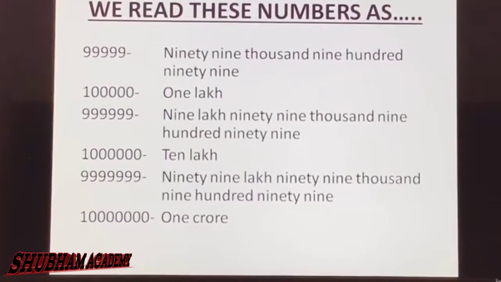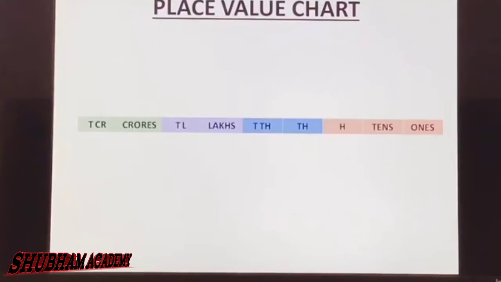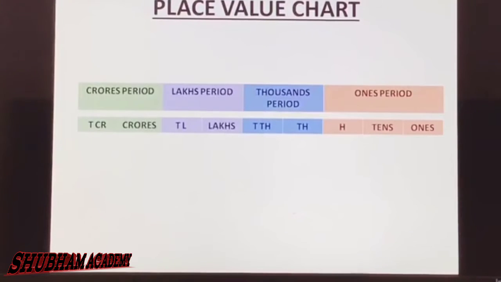Now this will be more clear when you understand the place value chart of it. You're familiar with the place value chart. We have ones, tens, 100 in the units or ones period, and then we have 1,000 and 10,000 in the thousands period. After that we have lakhs and 10 lakhs in the lakhs period and crore and 10 crore in the crores period. Now I have also given color coding so that you understand better. Here the periods have come.